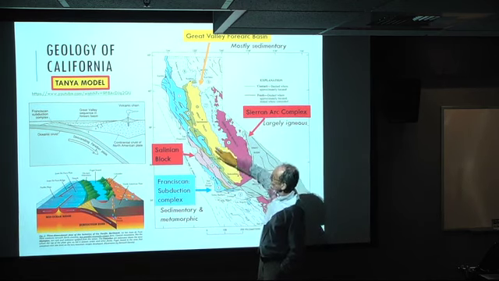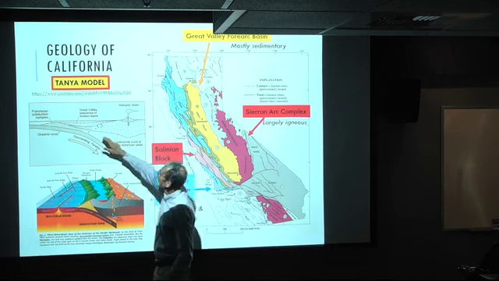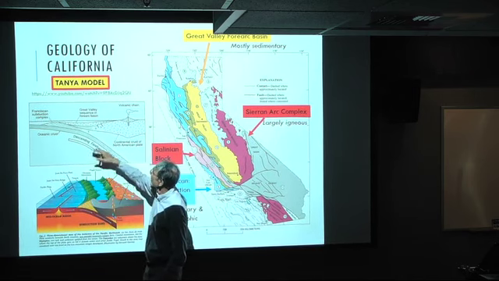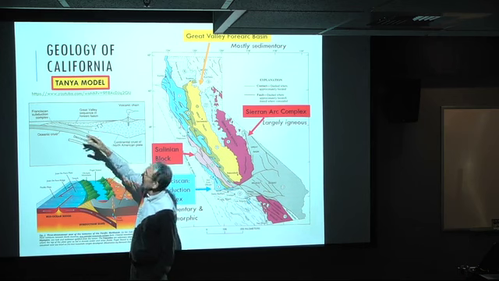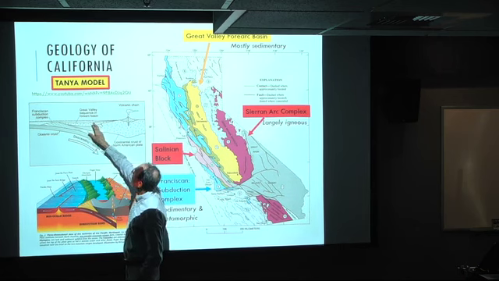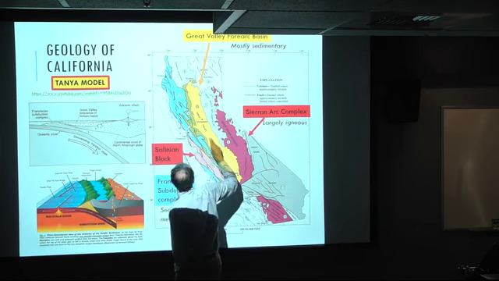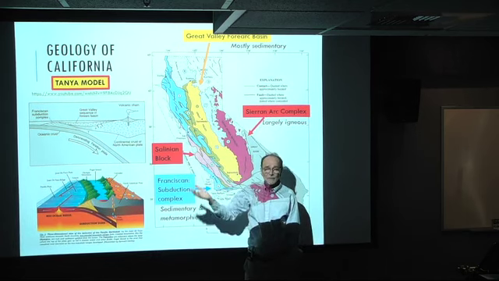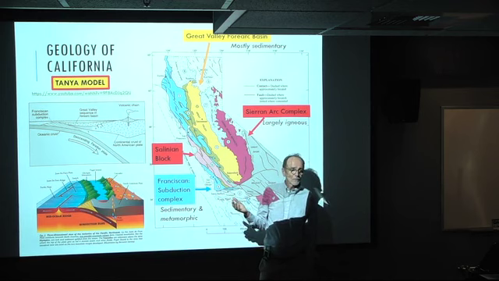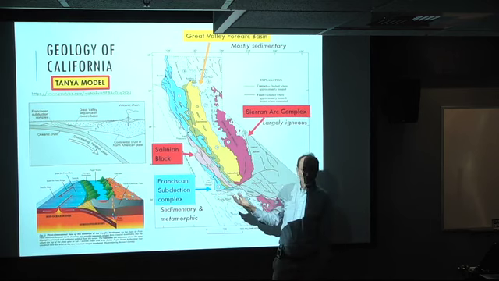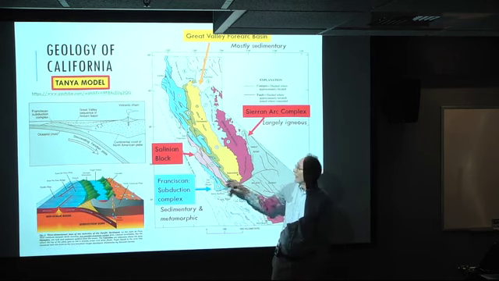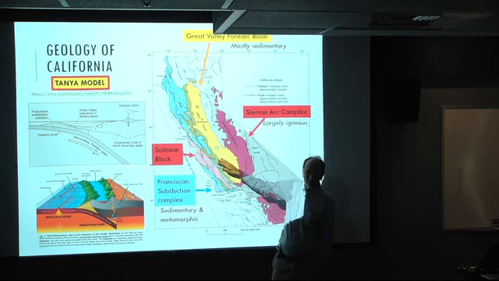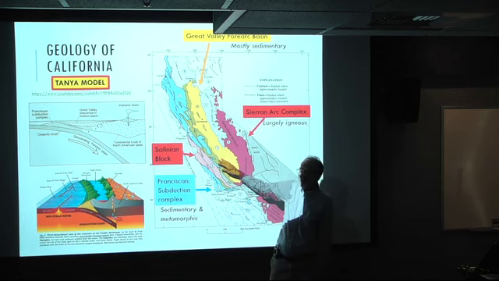This yellow stuff was a basin. There was a big basin that filled with mud and sand called a forearc basin, but we don't have to worry about that. And that's that yellow stuff here. And that's actually a valley today. So it was a basin 60 million years ago, 100 million years ago, but today it's still the same valley. So this Great Valley is sort of inherited from 100 million years ago, amazingly enough.